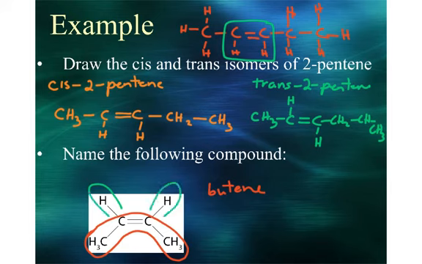So let's put it all together. So I've got a cis 2-butene. And again, in terms of numbering, there's my number 1, 2, 3, 4, or I could number it exactly the same way from the left and it would still be the same thing.